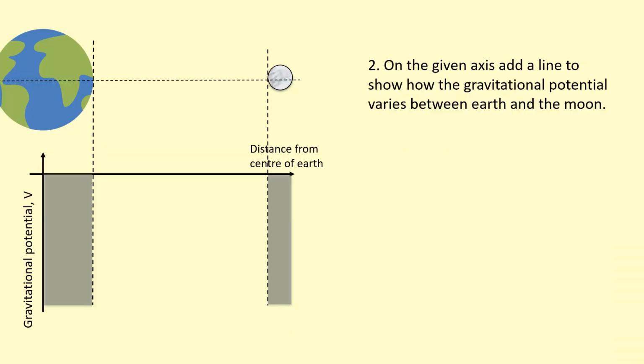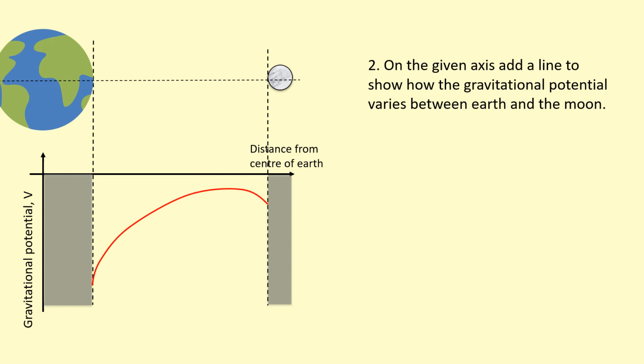On the given axis, add a line to show how the gravitational potential varies between the Earth and the Moon. We previously saw that the gravitational potential follows this equation, V equals minus GM over r, so it's negative, and it's an inversely proportional relationship. So it's a reciprocal graph which doesn't touch the axes. Okay, but then the Moon will have a similar pattern as well, but it will be based around the Moon, and it's going to be smaller because the mass of the Moon is less, so it'll look a bit like this. We need to add these two patterns together to get the gravitational potential between those two as a result of those two adding up. So that looks a bit like this.